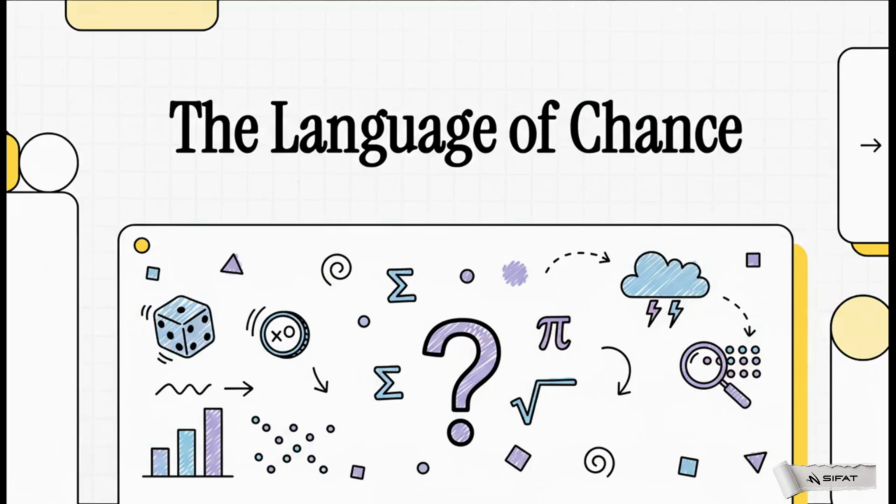All right, welcome. Today, we are going to pull back the curtain on the mathematics of chance itself. We're going to break down one of the most fundamental ideas in statistics and see how we can actually use numbers to make sense of randomness. So let's dive right in.